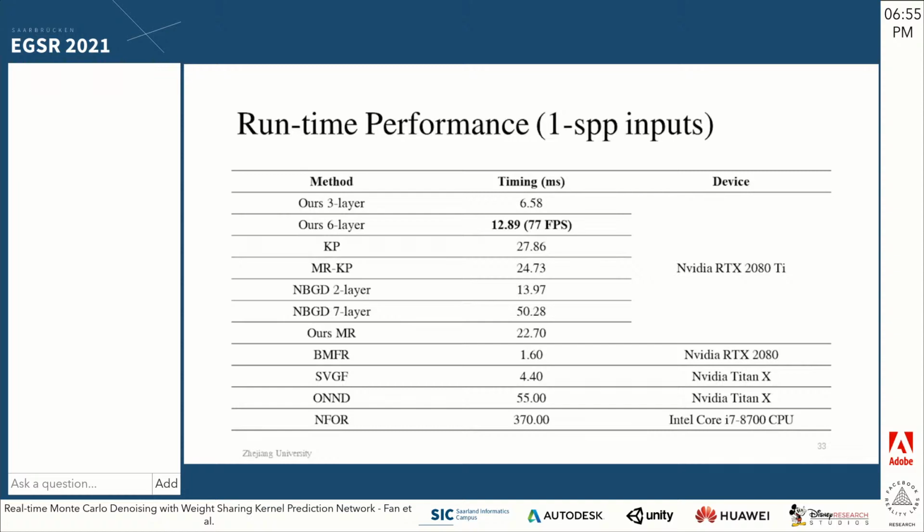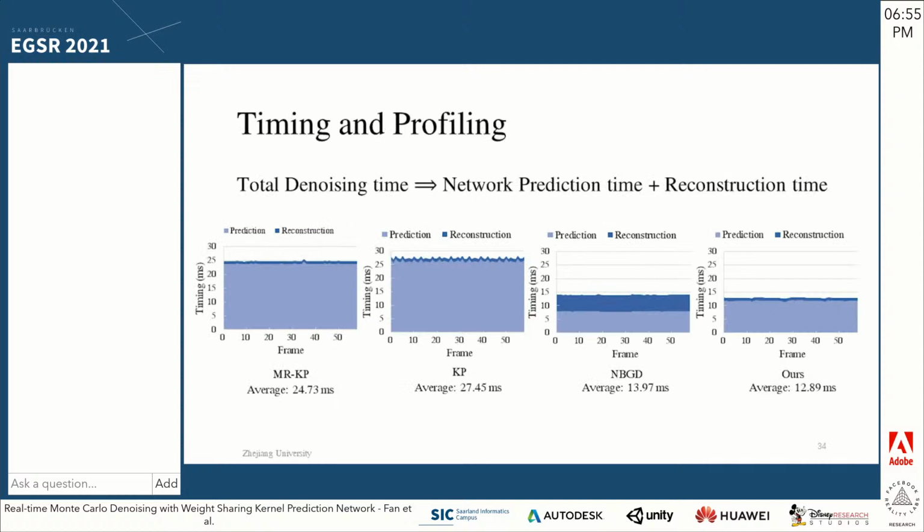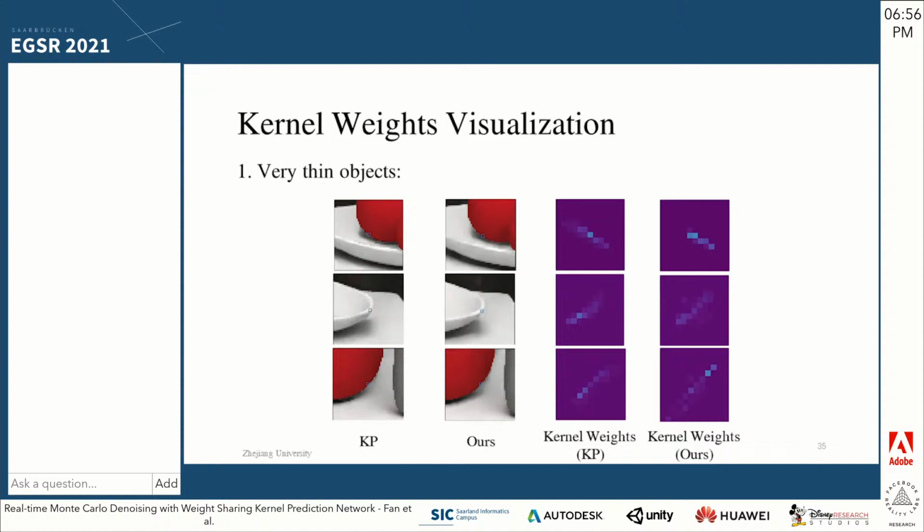We further divide the total denoising time into network prediction time and reconstruction time to make a profiling. Compared with KP and MRKP, our method has lower network prediction time costs due to the kernel construction module and the efficient fully convolutional network we used. Furthermore, compared with the recent neural bilateral grid denoiser, our method benefits from the high parallelism of kernel-based reconstruction and has less reconstruction time. So under the same time budget, we can use a deeper network to achieve better denoising quality.